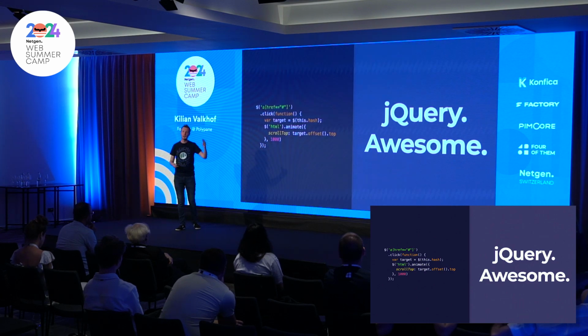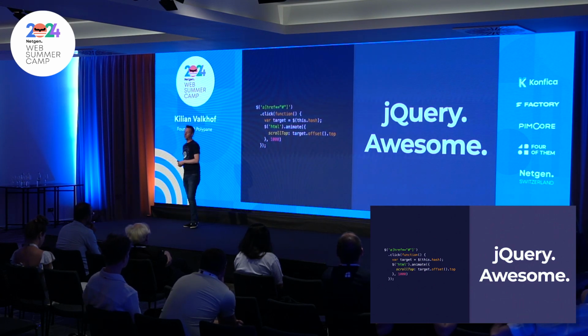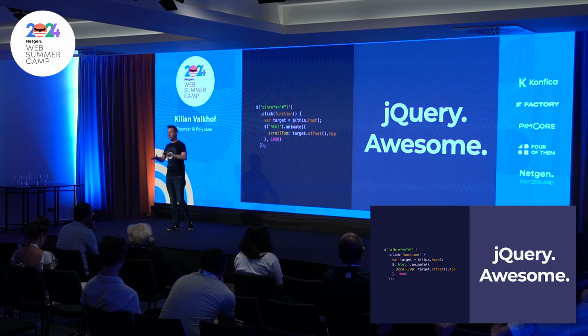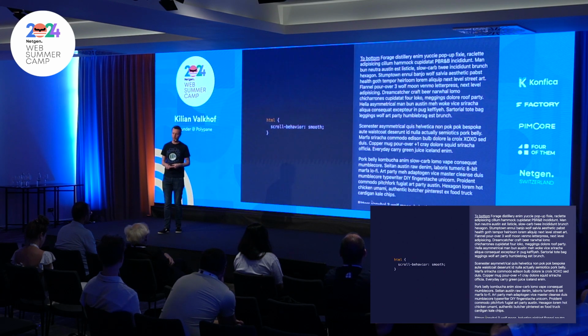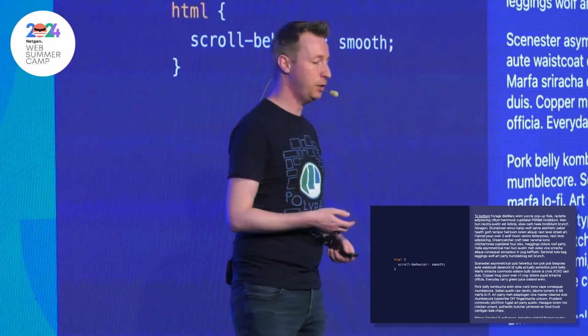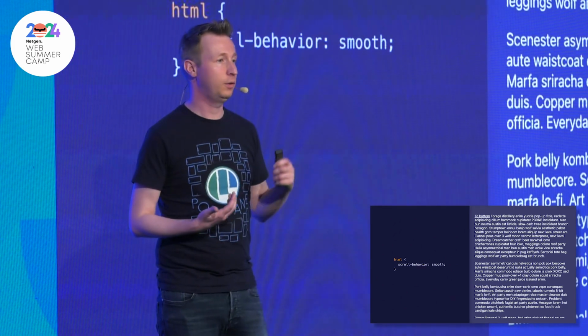jQuery is hundreds and hundreds and hundreds of lines of JavaScript. You can forget all your jQuery knowledge, like in general, but for this as well, because we can do it in CSS with just a single line. With scroll-behavior: smooth, we tell the browser that whenever you navigate to a fragment identifier, an ID on your page, scroll to it smoothly.